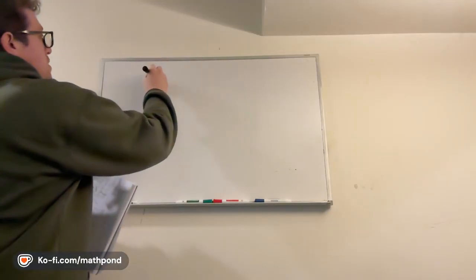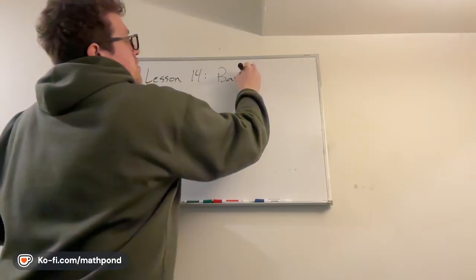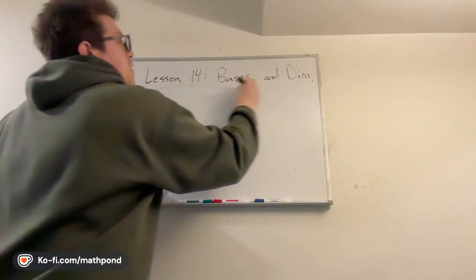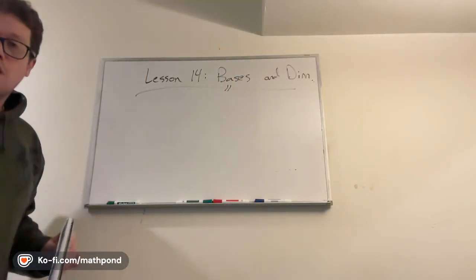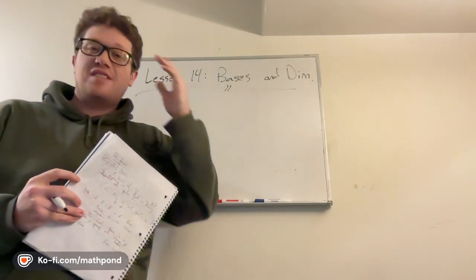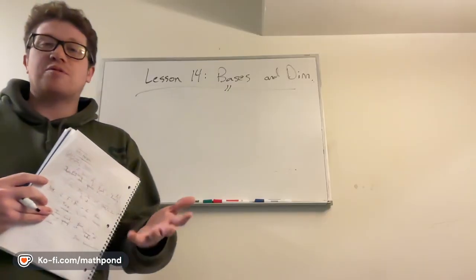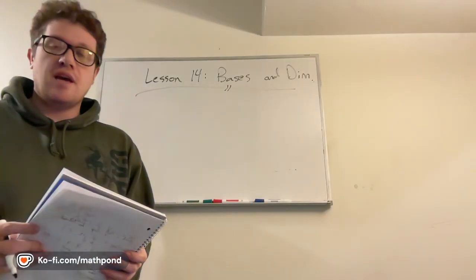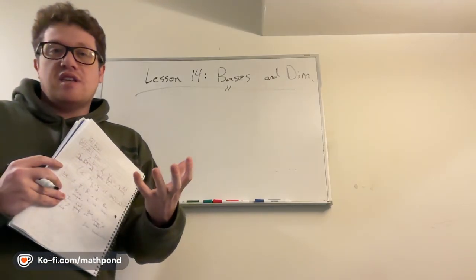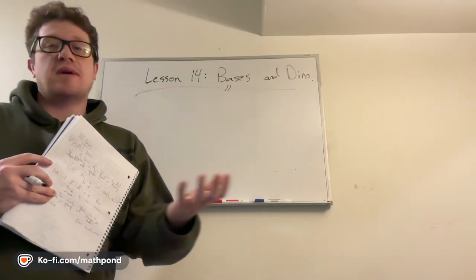So lesson 14. I'll just write bases and dimension of a vector space, right? So what is a basis of a vector space? I would say this is probably the most important notion in linear algebra, at least in the abstract course that you would take. A basis is really what allows us to say that any vector space has certain fixed coordinates with respect to that basis.